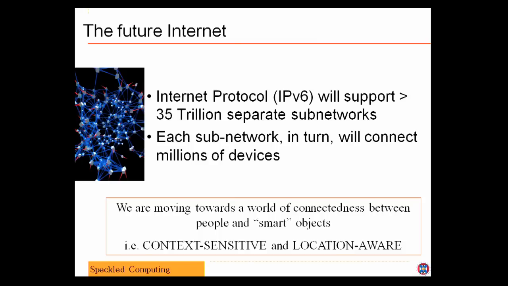So we're moving towards a world of connectedness between people and smart objects. So I've put smart in inverted commas because it's an abused term. So what I mean by smart in this context is that it's context sensitive. That is, it knows something about its environment, and also its location is a very important property to have in some cases. So it's context sensitive and it's location aware.